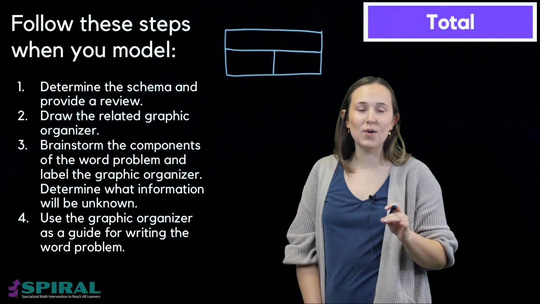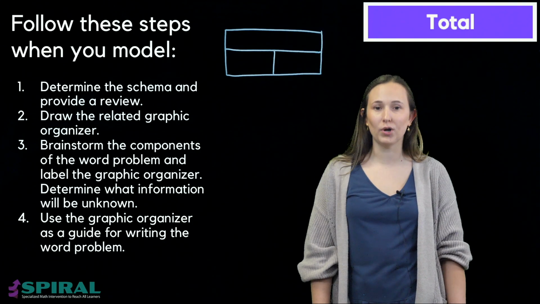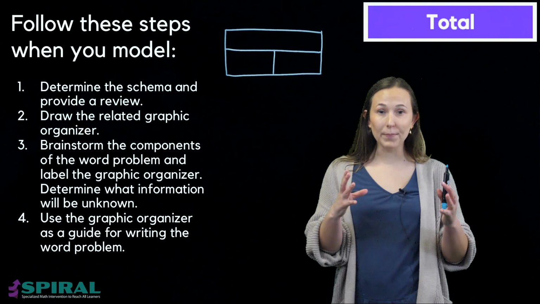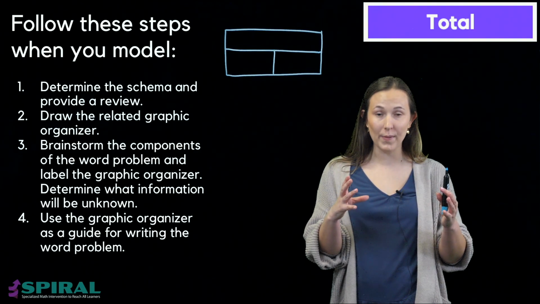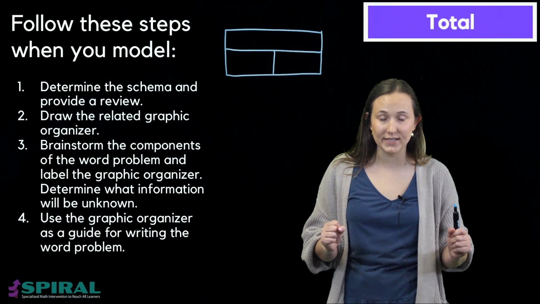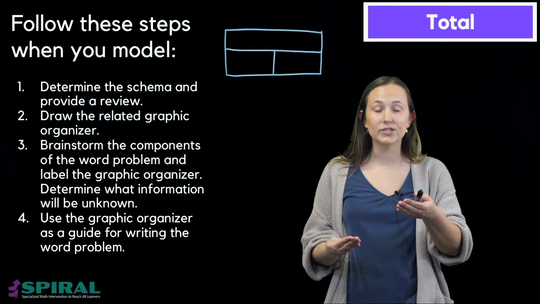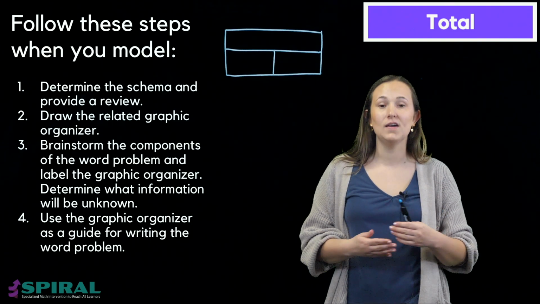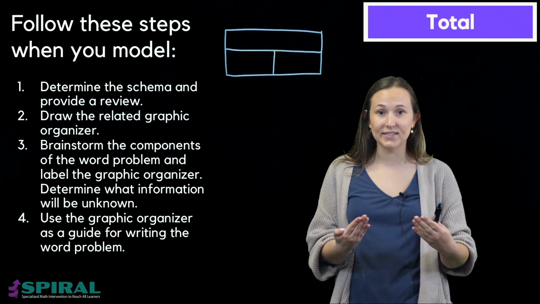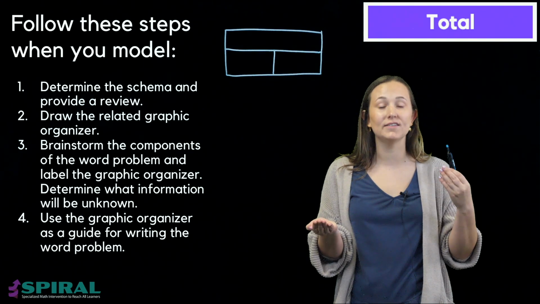Next, you'll want to brainstorm the components of your word problem. When I have students brainstorm ideas for total problems, I like to have them think of a topic that they want to write their word problem about that can be separated into 2 different categories. So for example, if their topic is ice cream, they can write about vanilla ice cream and chocolate ice cream. If they write about pets, they can talk about dogs and cats. If they write about markers, they can talk about blue markers and orange markers.